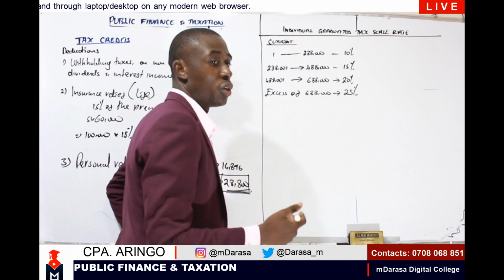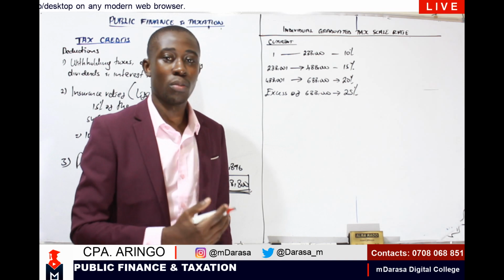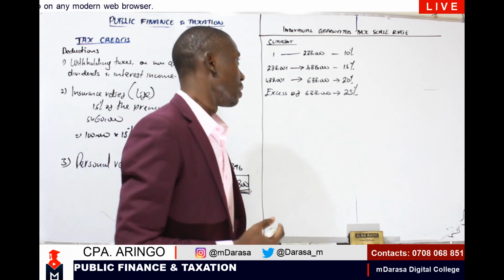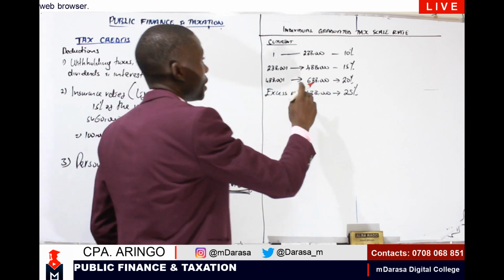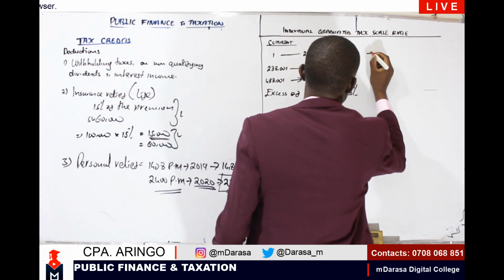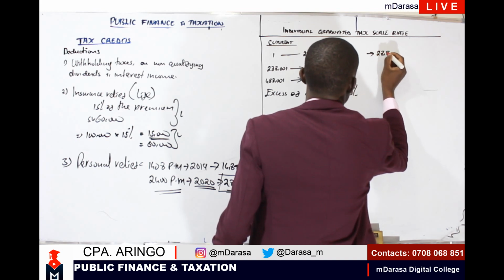So how do we normally use the graduated scale rate? In this case, we look at any person earning an income between 1 and 288,000; it will be taxed at the rate of 10%. This ideally will translate to 28,800.